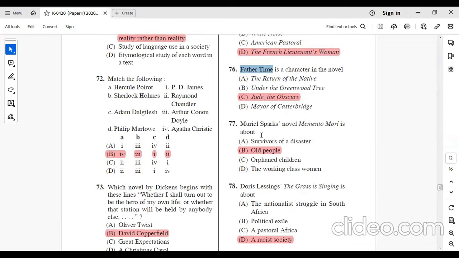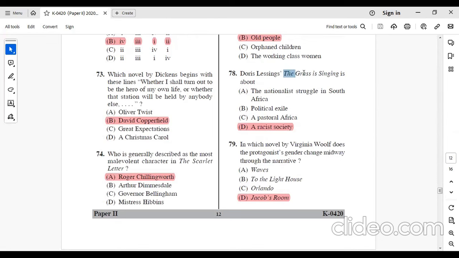Next, question number 77. The novel Memento Mori, written by Muriel Spark. What is this? It's about old people. Memento Mori, written by Muriel Spark. It's about old people.